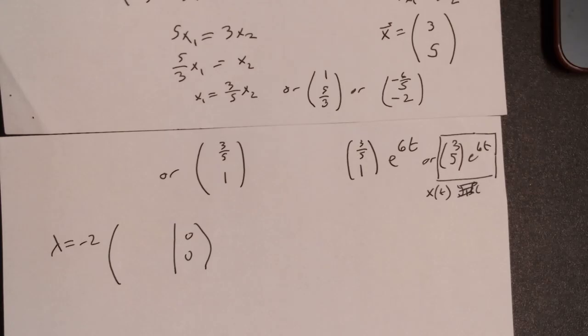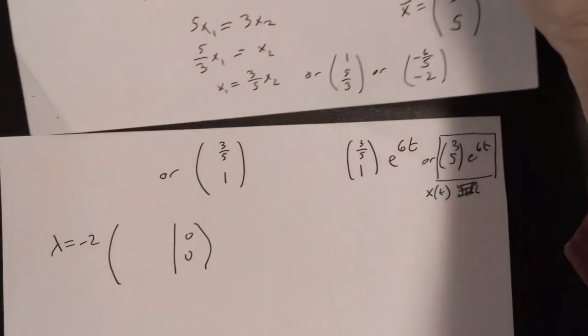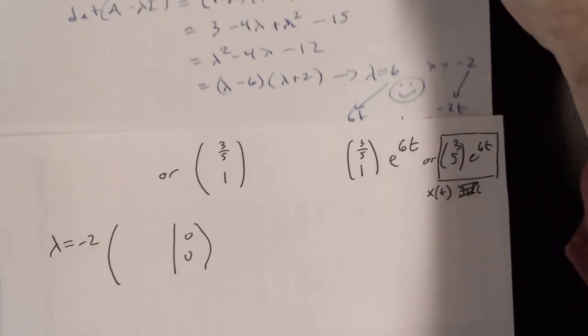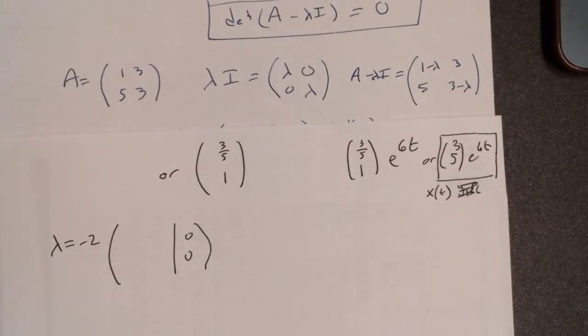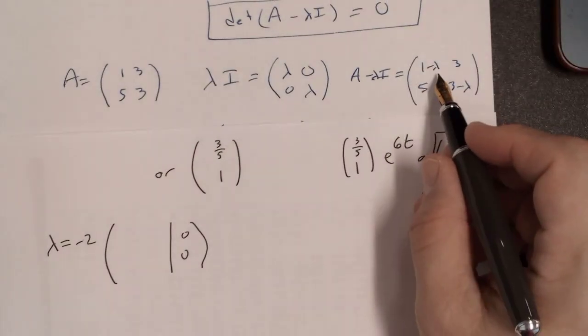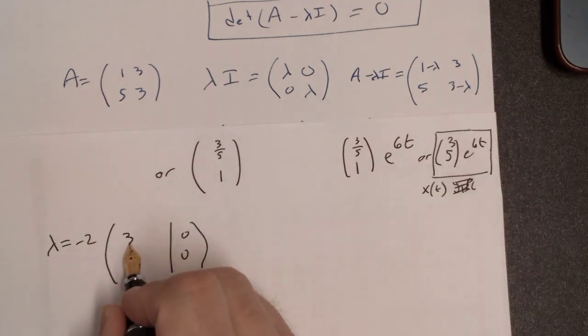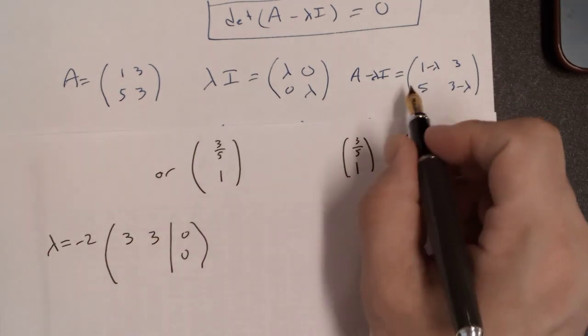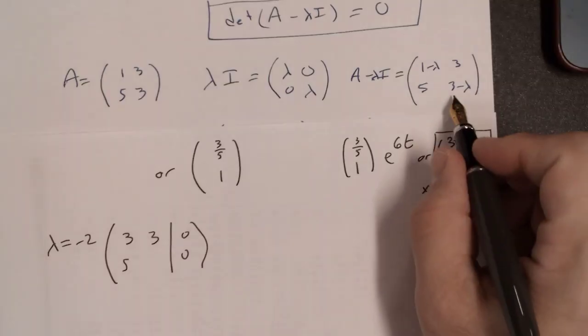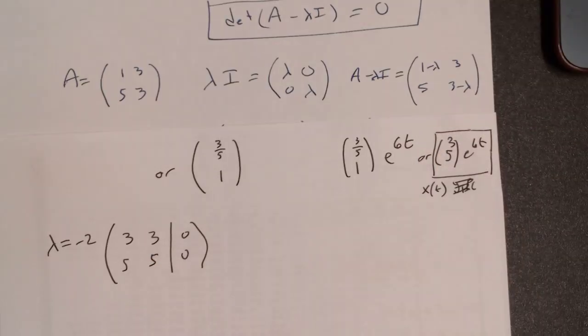I got to go back to the, I'm sorry, a minus lambda I thing and put in the -2. Scroll back up the page. There's a minus lambda I. Put in -2, and I get 1 minus -2, that's 3. That number didn't change. That number didn't change. 3 minus -2. Hey, there we go.